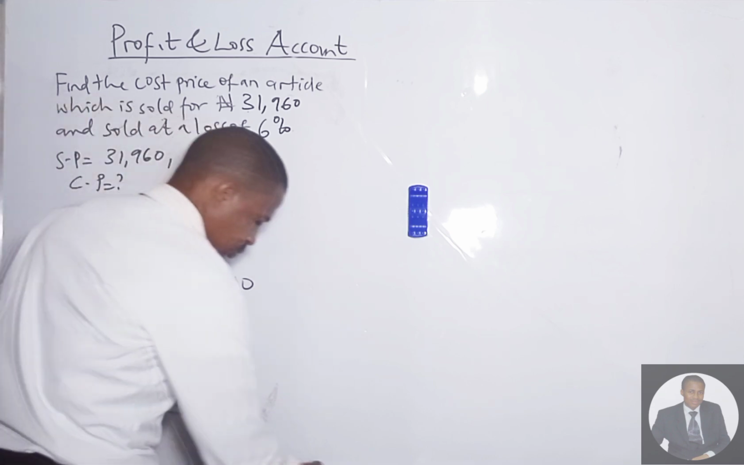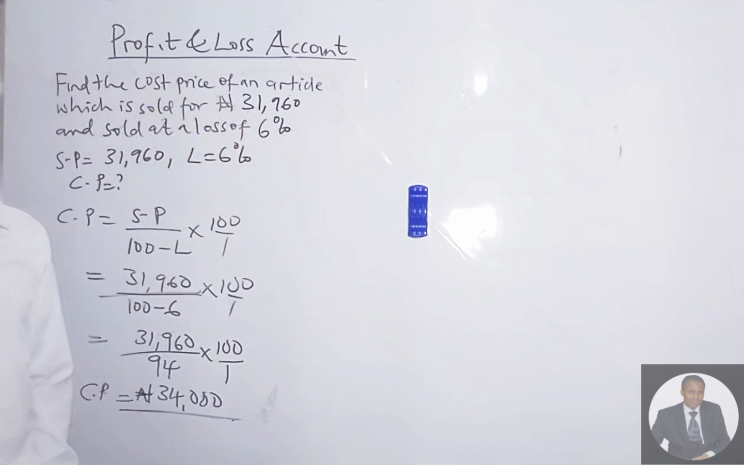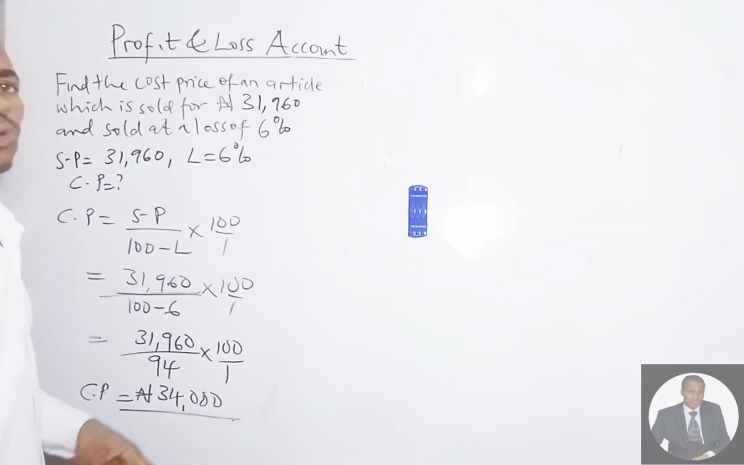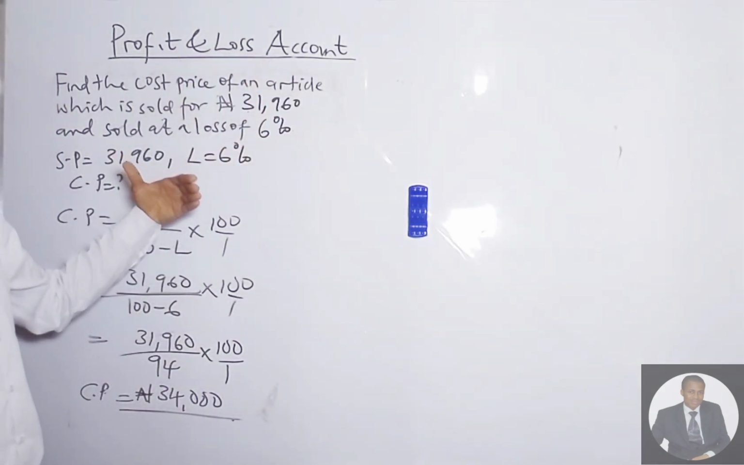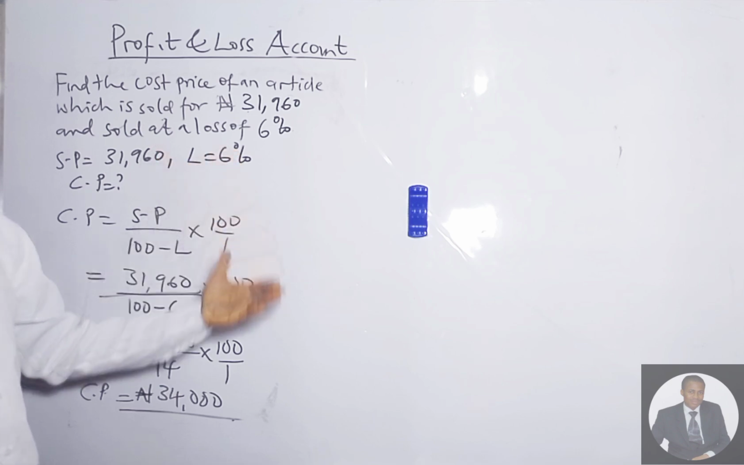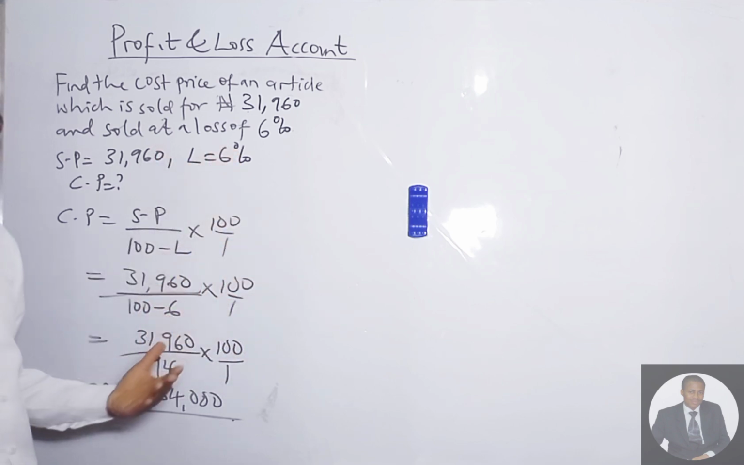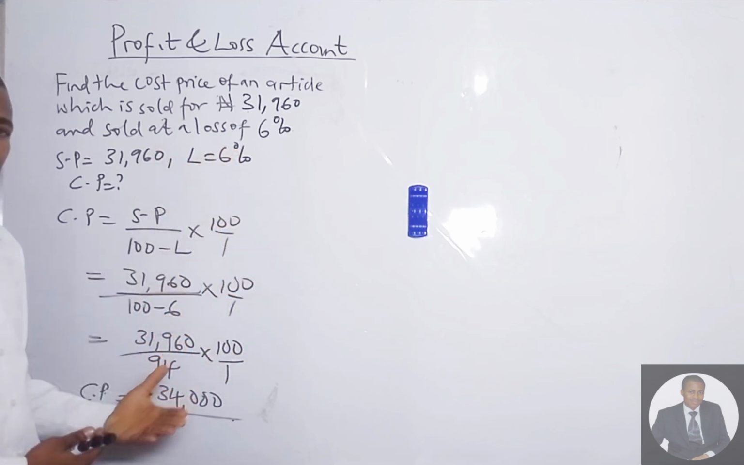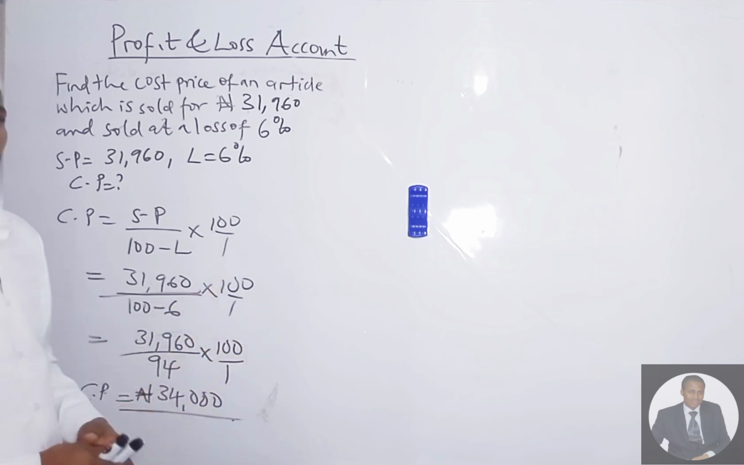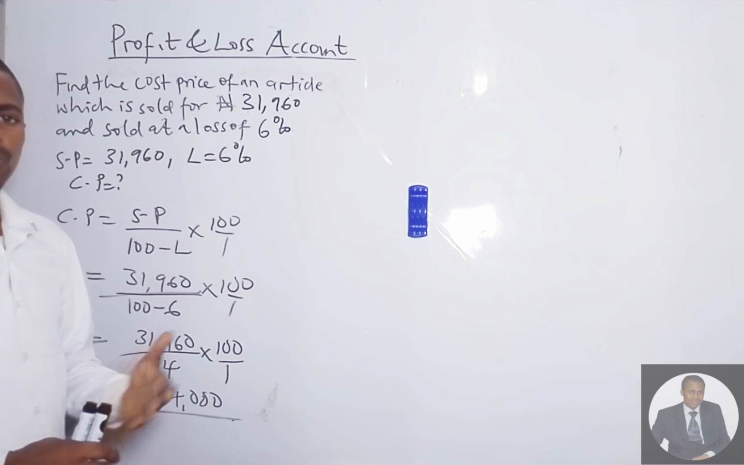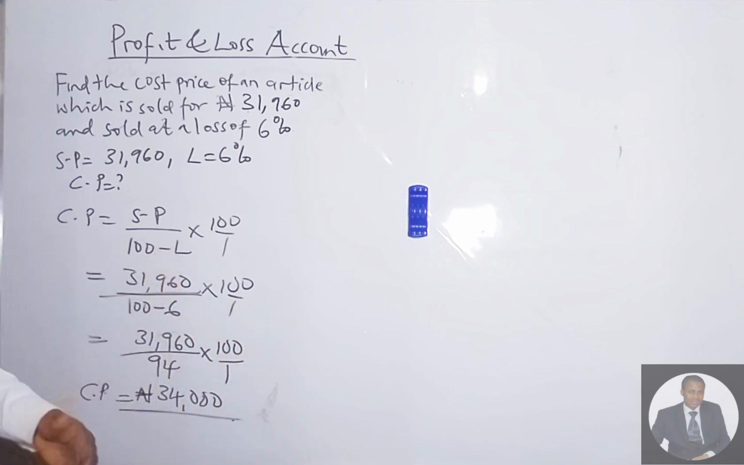With these few examples, I want to believe that we have become acquainted with what profit is, what losses are, how we arrive at loss percent and profit percent, and when we are given some parameters, a selling price and a loss percent or profit percent, and are asked to find the cost price. With these examples, I believe we have become acquainted with how to find parameters that are missing in profit and loss.